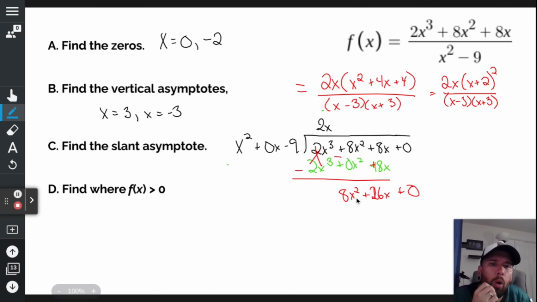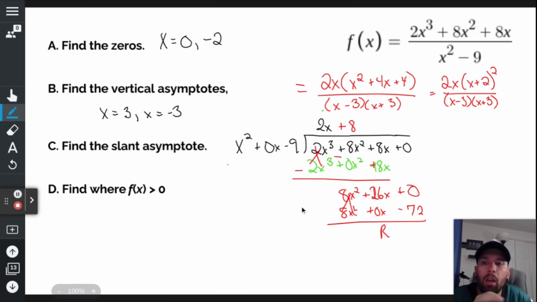x squared times what gives you 8x squared? Plus 8. 8 times x squared is 8x squared plus 0x minus 72. Not that it matters, because you go away. I don't care about remainders. The slant asymptote is the line y equals 2x plus 8.